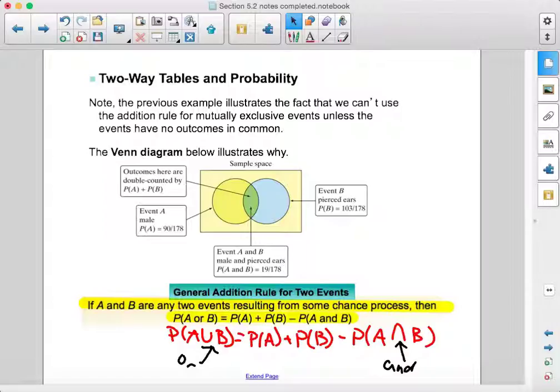To find that probability, we use the rule: probability that A or B occurs equals probability of A plus probability of B minus the probability that A and B occur. The reason we subtract off the probability of A and B occurring at the same time is because if it's possible to occur at the same time, we've added it in twice, once with the probability of A and twice with the probability of B, so we have to subtract it off.